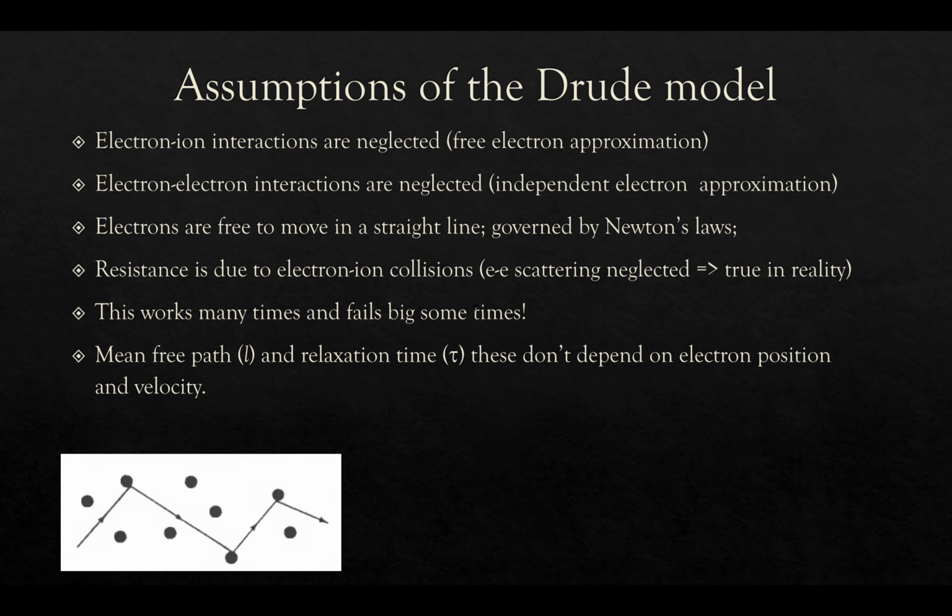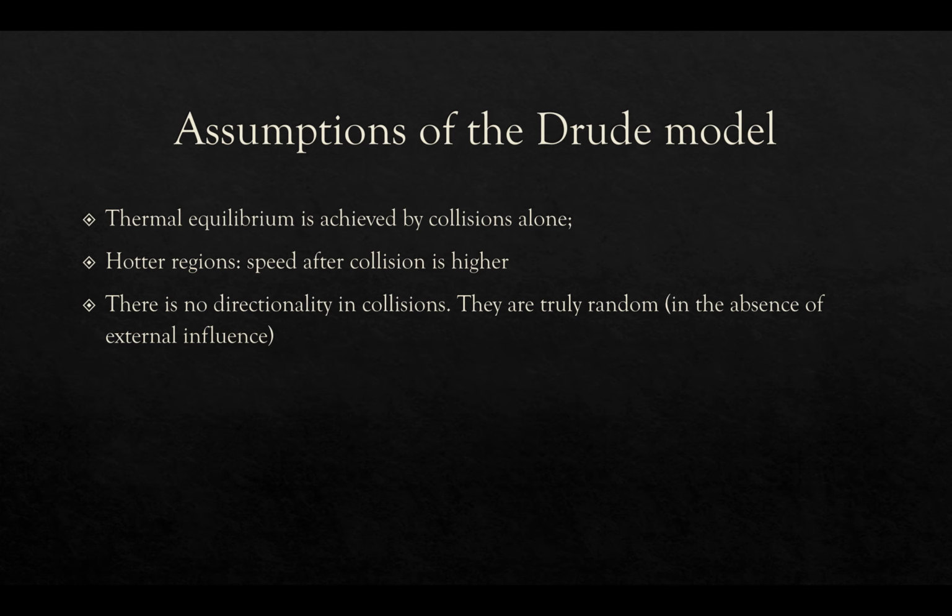So we will now define a mean free path. That's the typical distance between collisions, L, and a relaxation time. That's the average distance between collisions. And just like in the kinetic theory of gases, we will assume that this L and tau don't depend on the position of the electron and the velocity. Regardless of all that, it's the same. We will also assume that thermal equilibrium is achieved by collisions alone, because there is no other interaction, so it has to be from the electron-ion collisions alone.